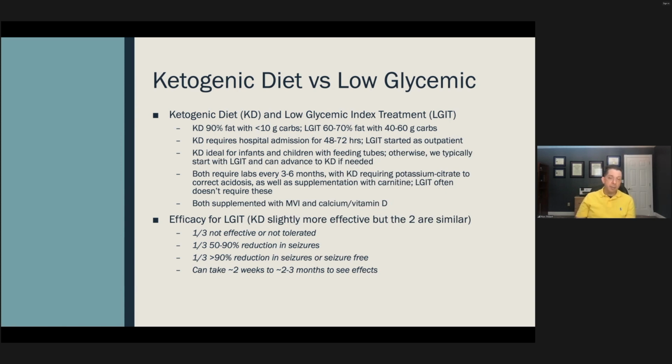And so that's pretty much what we see. With keto, it's probably a little bit higher, but what we generally do is, for kids who are infants or have G tubes, we start with keto because it's just easy to do. For kids who are older and eating by mouth already, it's tough, so we just start with the glycemic, and then we can always convert it if we have to.